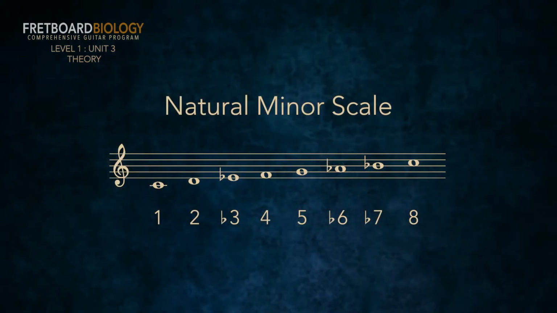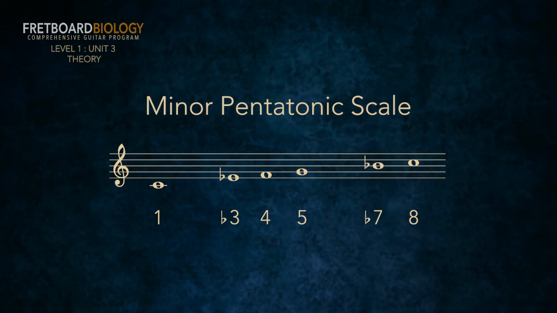The minor pentatonic scale has 5 notes plus the octave. It's most easily understood by taking the natural minor scale and removing 2 scale degrees, the 2 and the flat 6. The remaining notes and their identifying numbers remain the same because the numbers refer to the intervallic relationship with the tonic, not the numerical order of the notes. The minor pentatonic scale degrees are numbered as follows: 1, flat 3, 4, 5, flat 7, and octave.